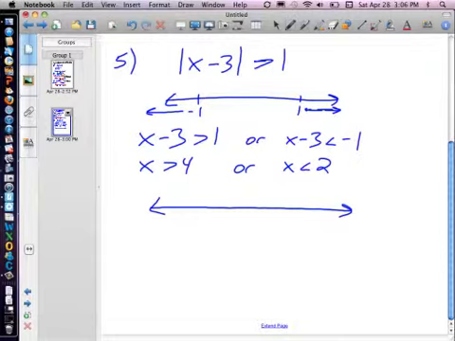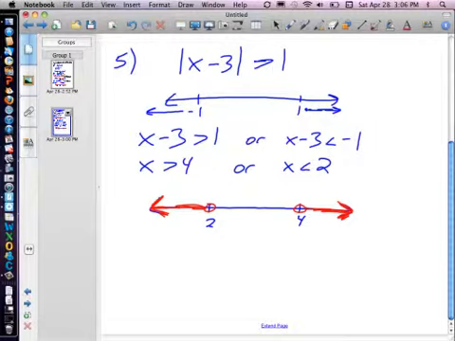Our boundaries are 4 and 2. Okay, here we go. We have 4, we have 2, we got 0 somewhere to the left, and x is greater than 4 or less than 2. Now that I'm looking at this, I see that I may have reversed it. So x minus 3, oh yeah, we were okay. So x is greater than 4, x is less than 2.